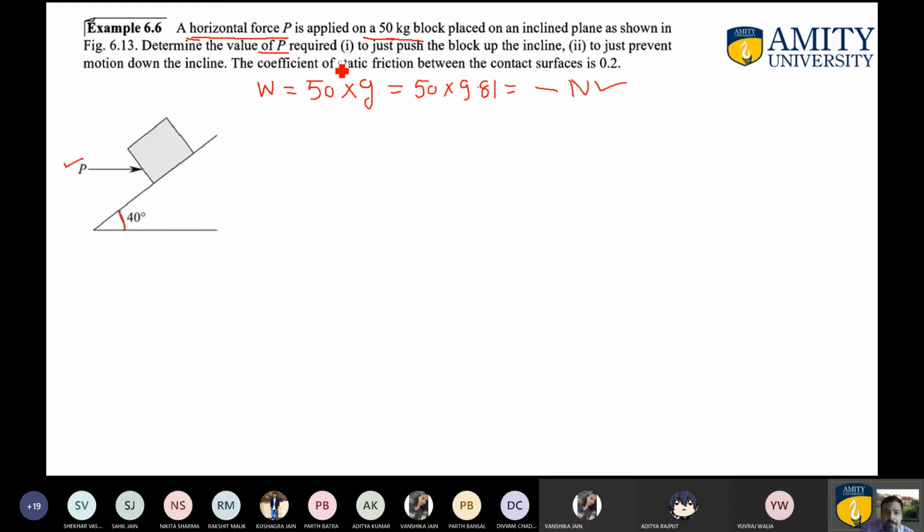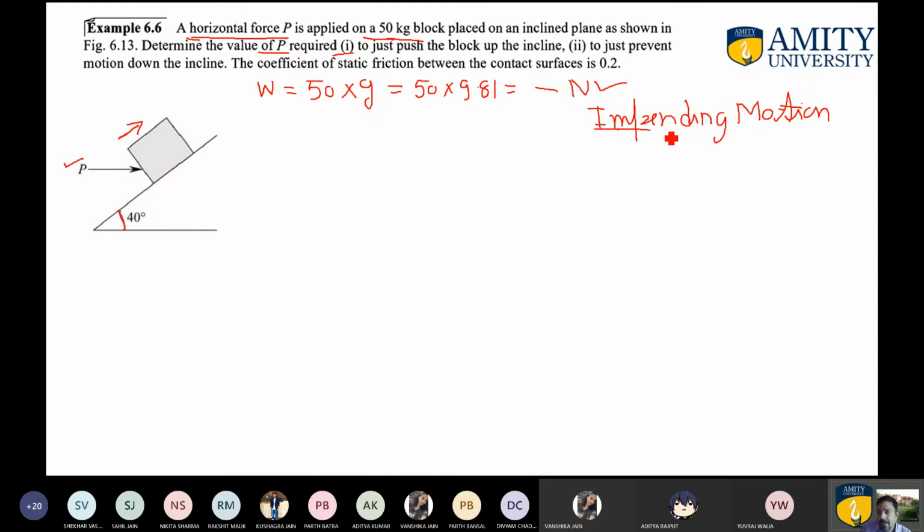So now just read very carefully part number 1. To just push the block up the incline means this P you are required to apply on this particular block such that you just push it up the inclined plane. So the word is just push. It means that this is a problem related to impending motion. The block is not moving at all. You are required to just push it up. So the motion is about to begin when you apply this particular force.